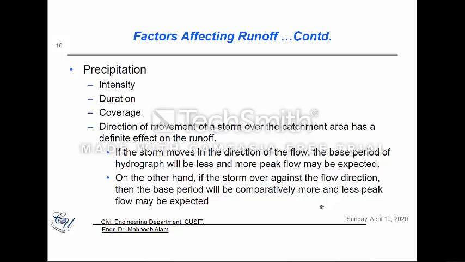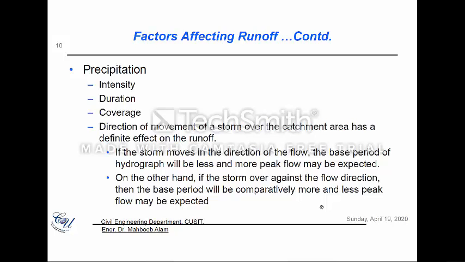Obviously, if the intensity is high, the runoff would be high. Again, duration is another factor that would affect the total runoff. If the precipitation is occurring for a very long time, whether its intensity is slow or high, there would be larger runoff. And why is it like this?